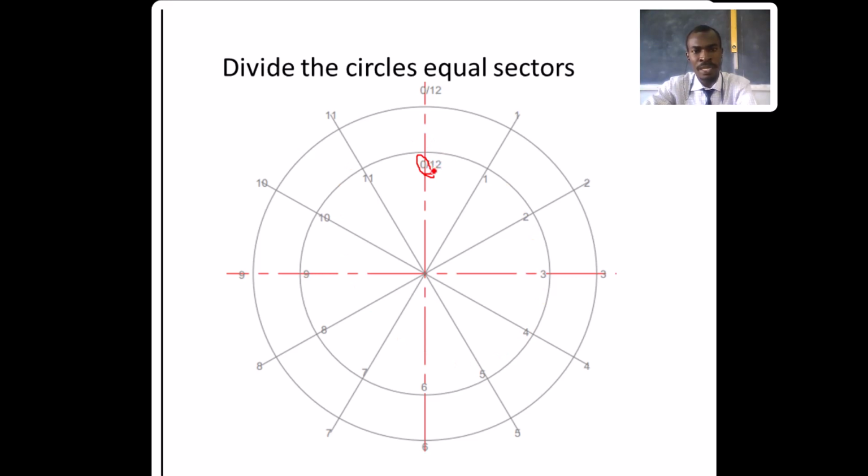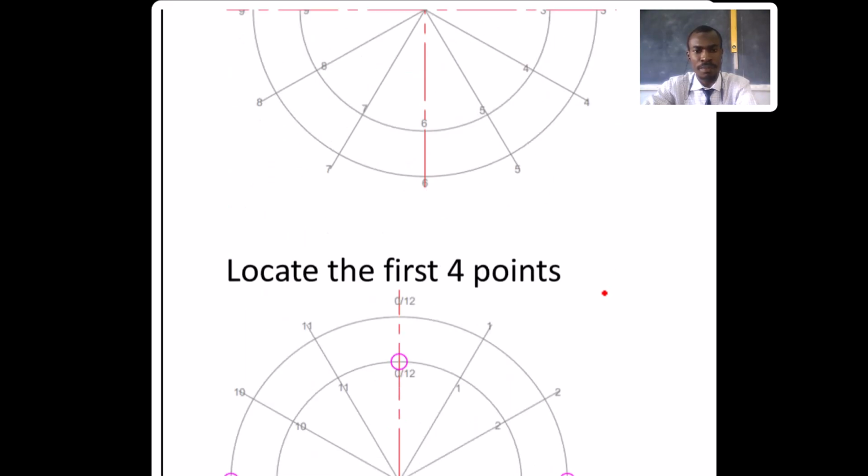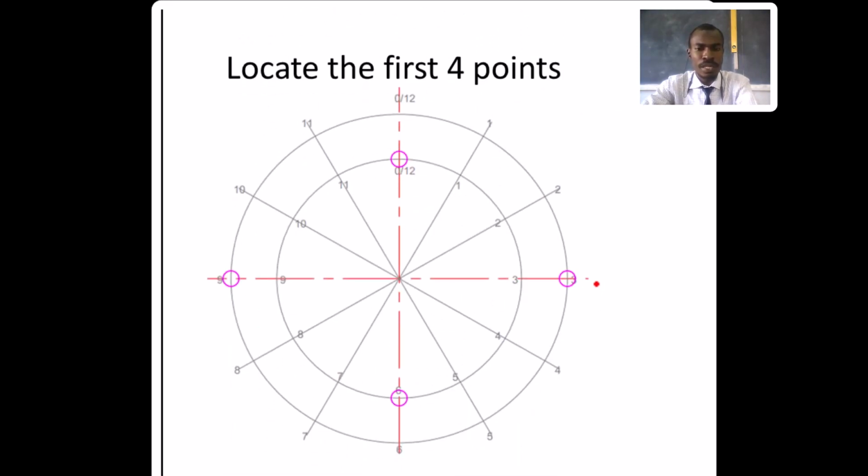Keep in mind that the numbering is on both the circle which has the diameter of the minor axis and the circle that has the diameter of the major axis. So in this construction, our major axis will be the horizontal and our minor axis will be the vertical. At the end of the video, I'll explain what I mean by major axis and minor axis.